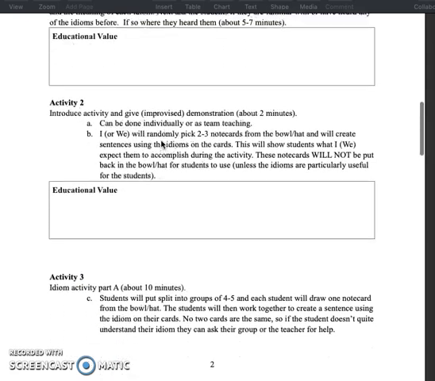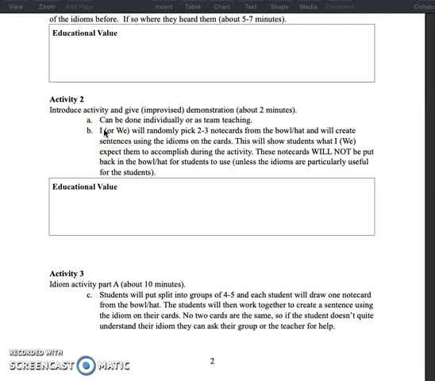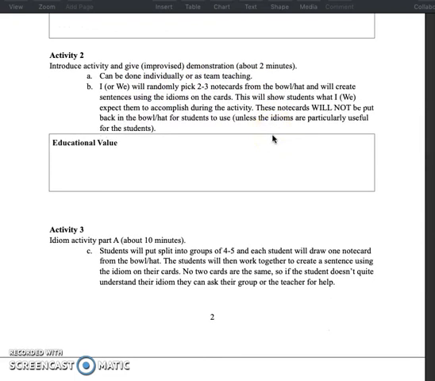And then in activity two, introduce activity and give improvised demonstration. I don't think that an improvised demonstration may be very good. I think that this teacher needs to come in with a plan. And again, it can be done individually or as a team. Make a decision before if it's going to be a team or an individual so that you get more time and you don't have to make those little decisions in the midst of class.